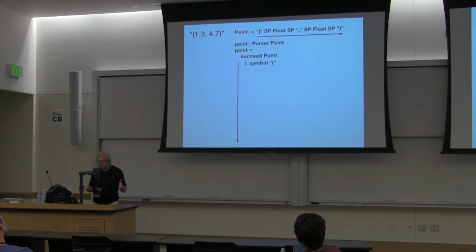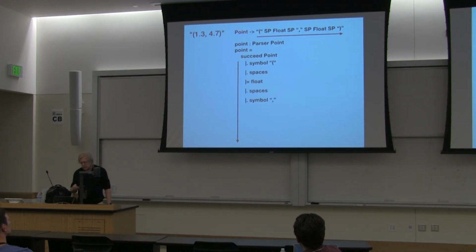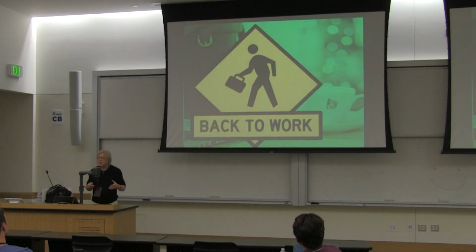I'll parse a symbol, left paren. Let's see, there we go. Parse some spaces. So you see every click corresponds to an element on the right-hand side of that production. Parse a float, parse some more spaces, eat a comma, eat some more spaces, parse a float, eat some spaces, eat a right paren, and I've got it. So it's an almost mechanical procedure for writing down the parsers. So with this in mind, let's get back to work and see how this applies to MiniLaTeX.